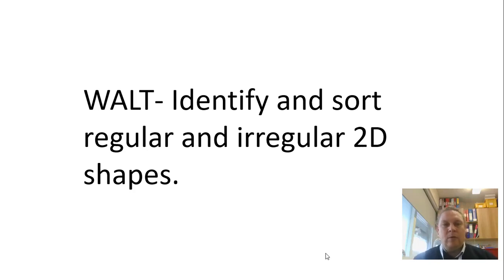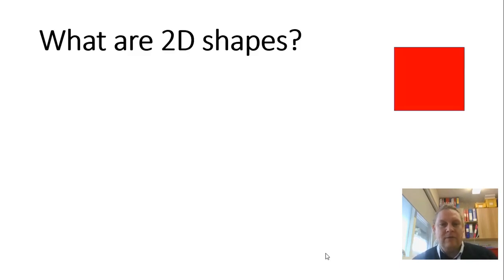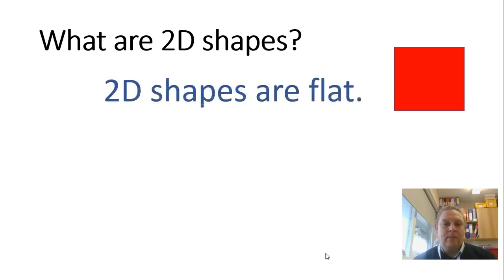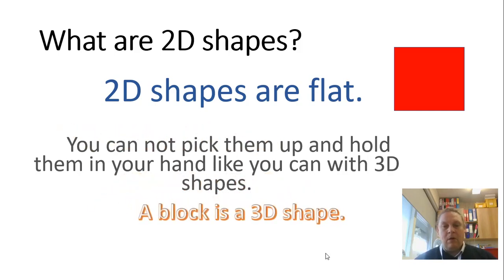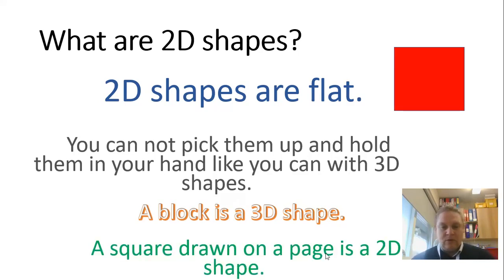Now, our aim for this lesson is to identify and sort regular and irregular 2D shapes. So let's have a look at our first slide. Okay, so what are 2D shapes? 2D shapes are flat. You cannot pick them up and hold them in your hand like you can with a 3D shape. A block is a 3D shape, a block that you can pick up and hold in your hand. That's a 3D shape. A square drawn on a page is a 2D shape.